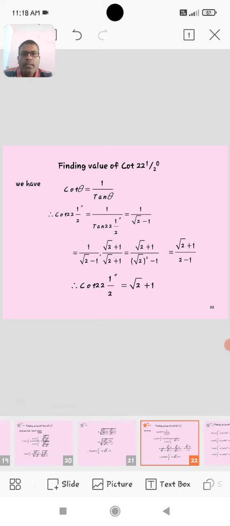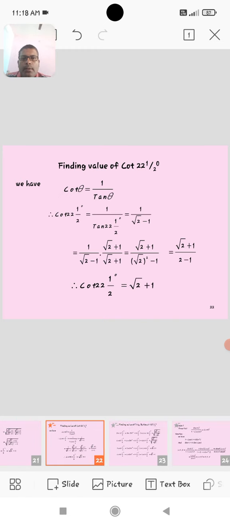Now we can do the rationalization. 1 by root 2 minus 1 into root 2 plus 1 by root 2 plus 1 is equal to root 2 plus 1 by root 2 whole square minus 1, that is equal to root 2 plus 1 by 2 minus 1. We get cot 22 and half is equal to root 2 plus 1. Tan 22 and half is equal to root 2 minus 1. Cot 22 and half is equal to root 2 plus 1.